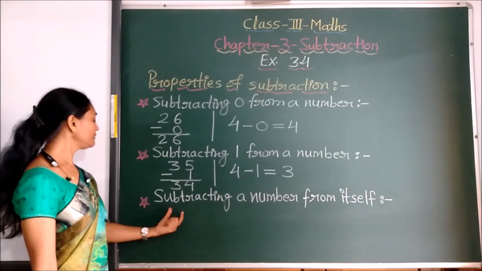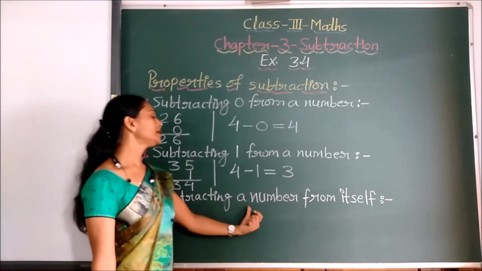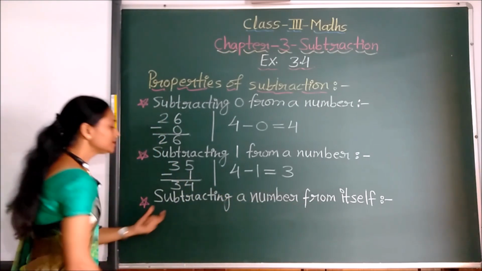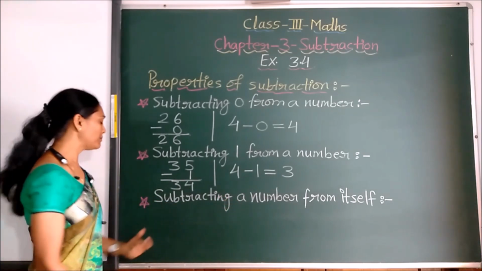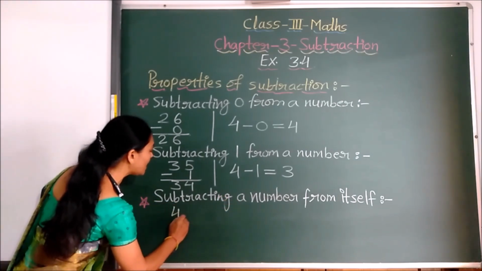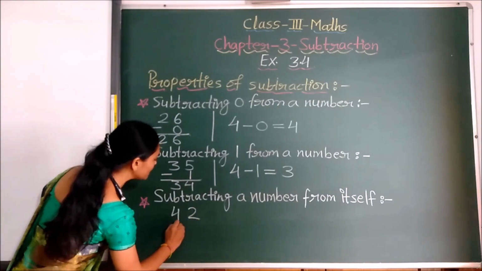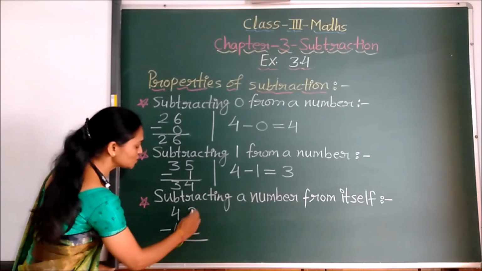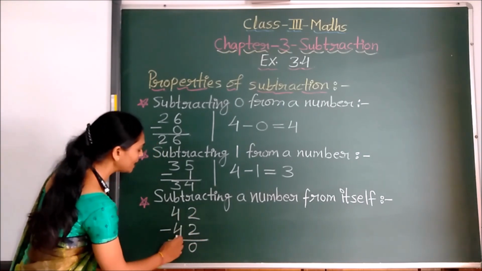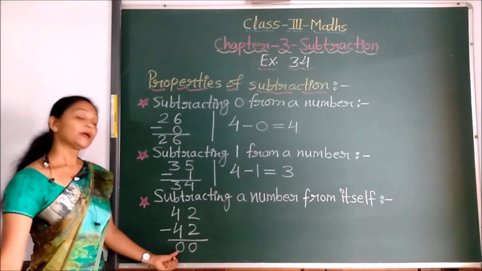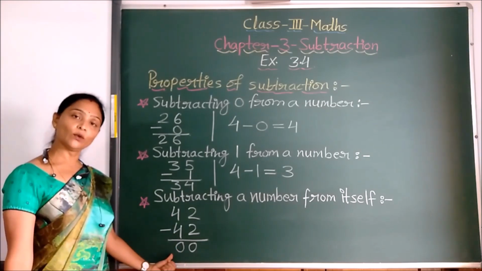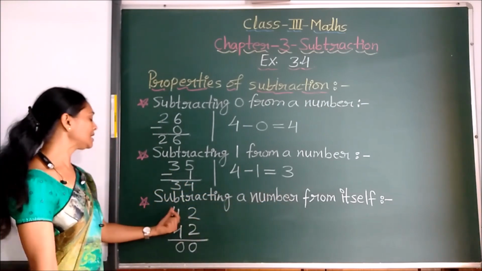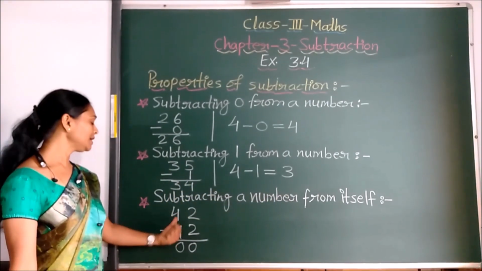Now, this third property we will see, subtracting a number from itself. Means we have to subtract the number itself with the same number. If we are having any number, suppose here we are having 42 and we are subtracting the same number with this. Now see what happens. 2 minus 2 it is 0 and 4 minus 4 also 0. Means what we got? We got 0. So if we are subtracting a number from itself, means with the number itself, then what we are getting?